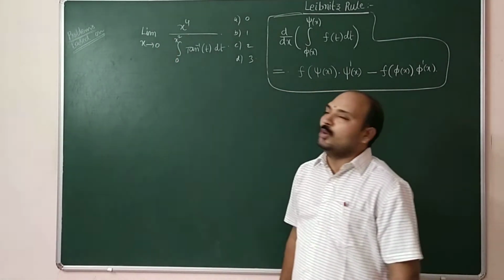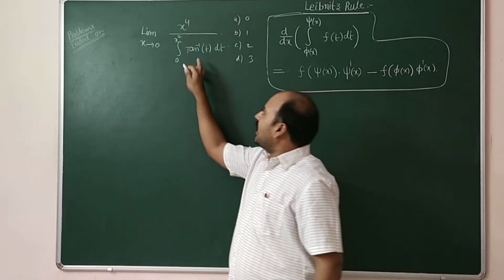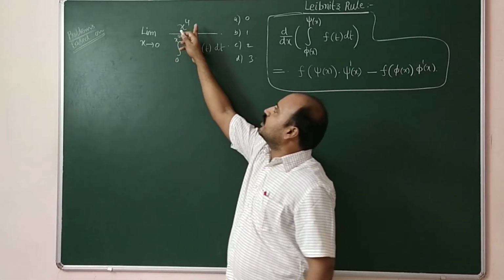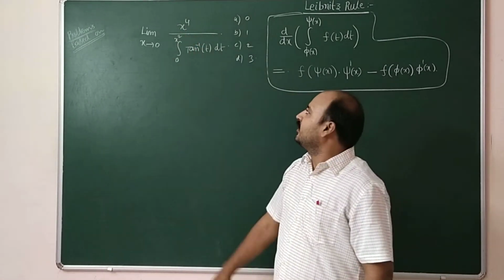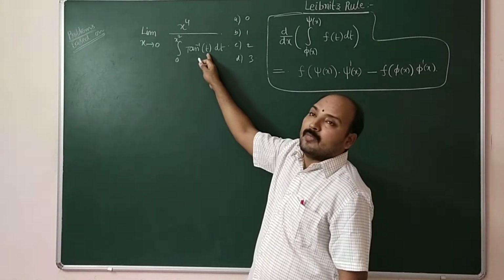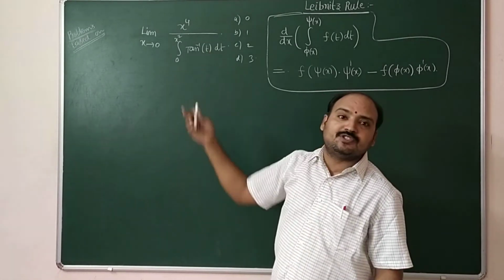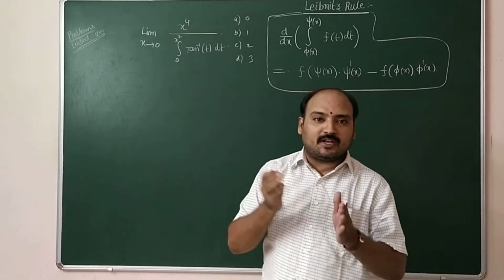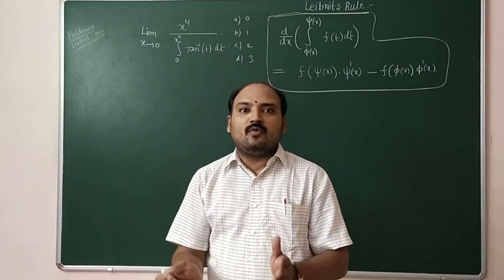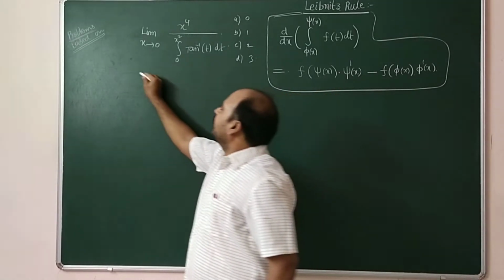Limit x tends to 0, x power 4 divided by integral 0 to x square tan inverse of t dt. If you substitute x equal to 0 directly, the numerator value goes to 0. And in the denominator, in place of t substitute the upper limit, tan inverse x square. Again x square is 0, and here also 0, since tan inverse 0 is 0. So we are getting the 0 by 0 form. Whenever we get an indeterminate form, you have to apply the L'Hospital rule, LH rule.